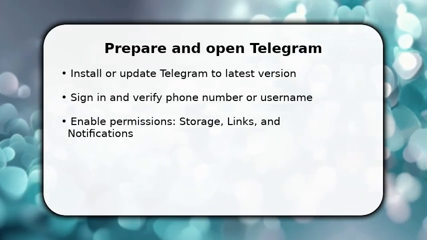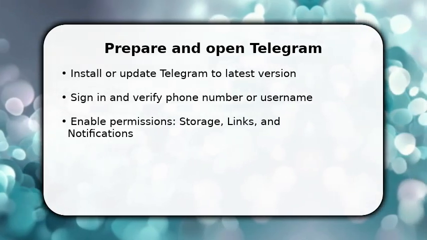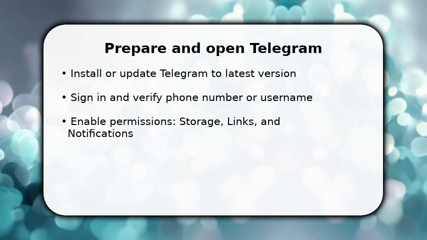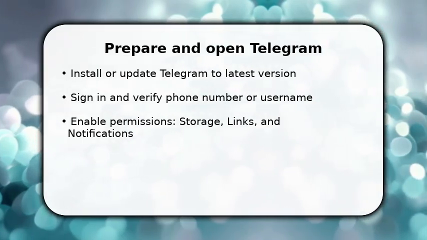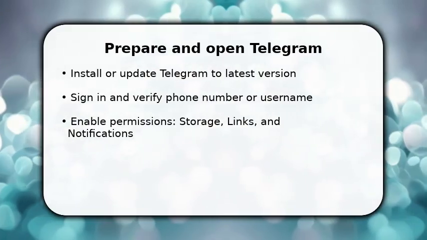Tap the chat or channel where the link appears and long press or tap to reveal options. You need to know whether the link is external, bot-related, or an internal message. That determines how you'll validate it next and which tools Telegram offers.